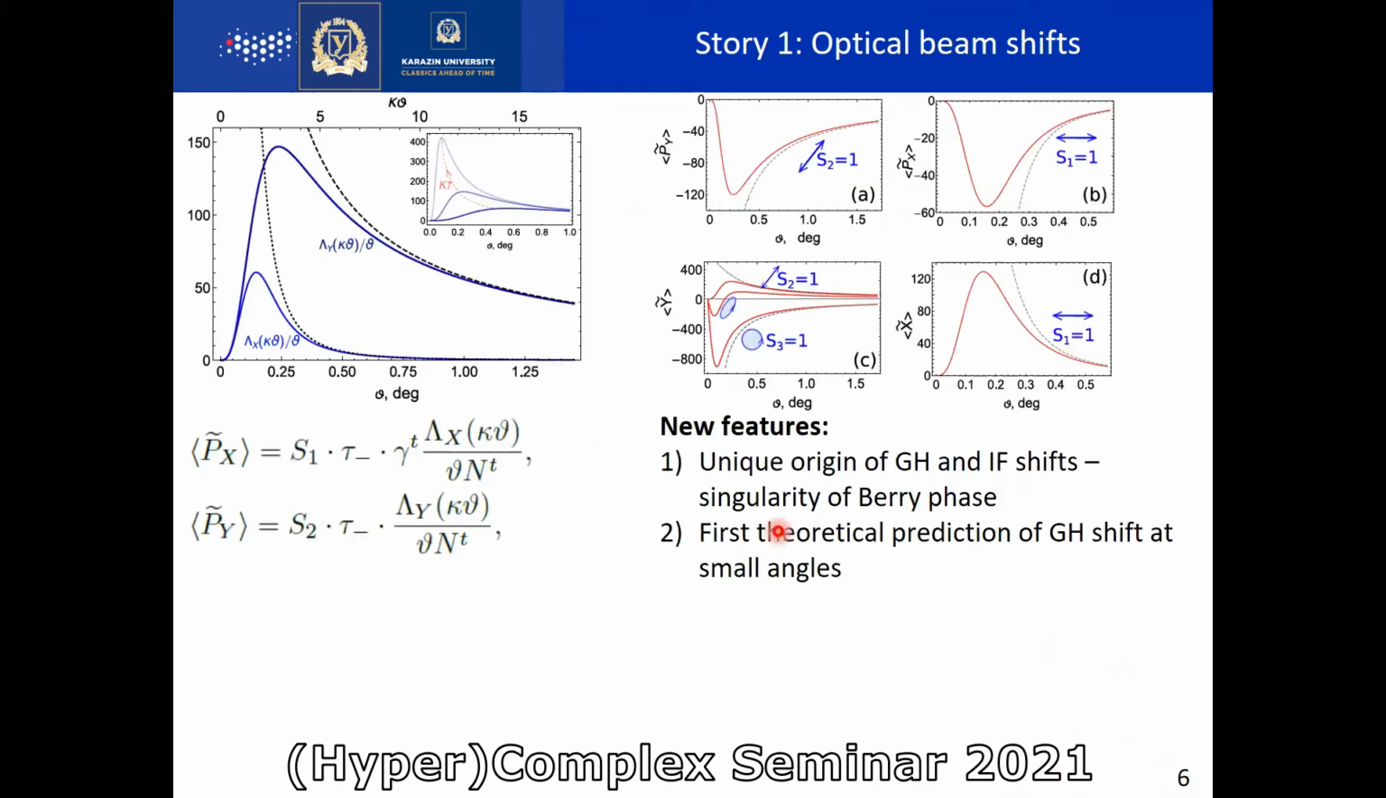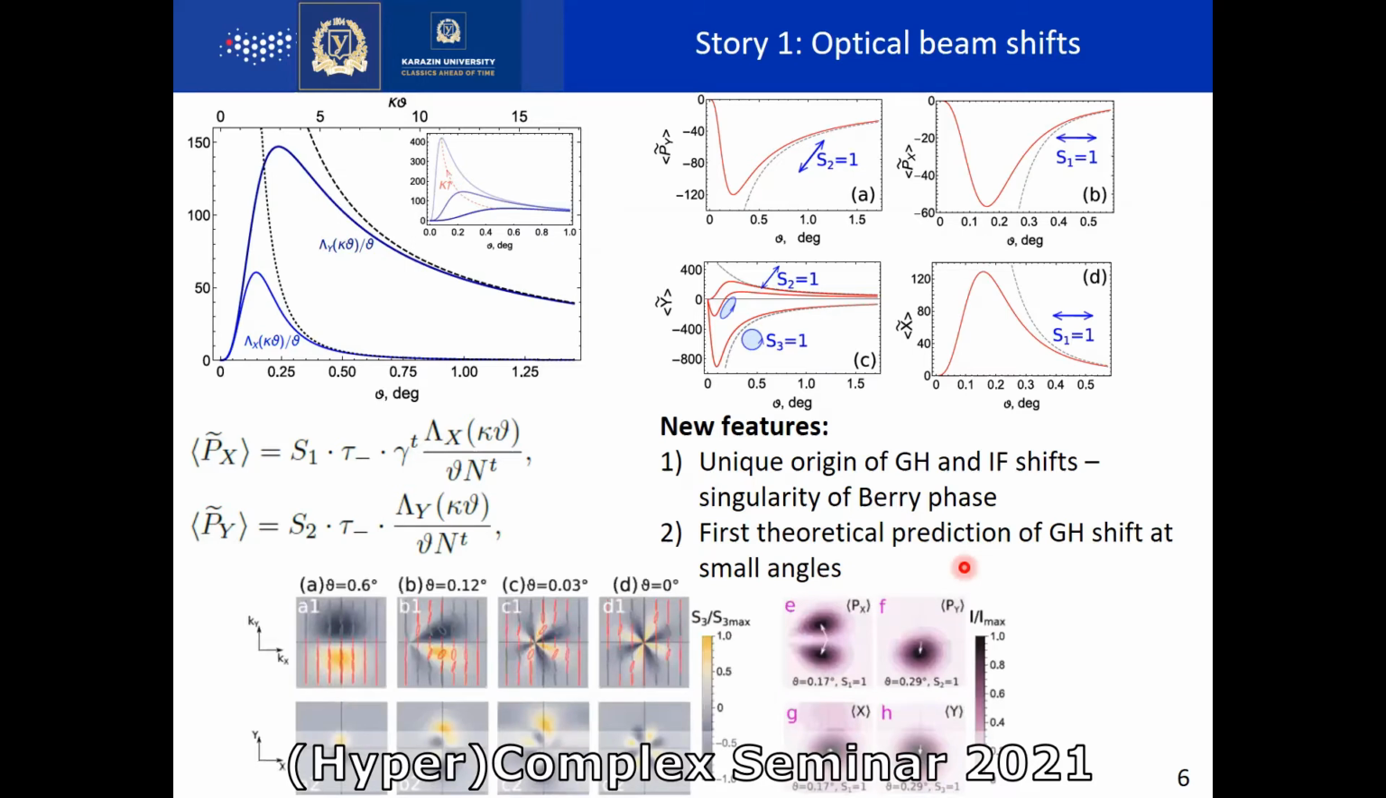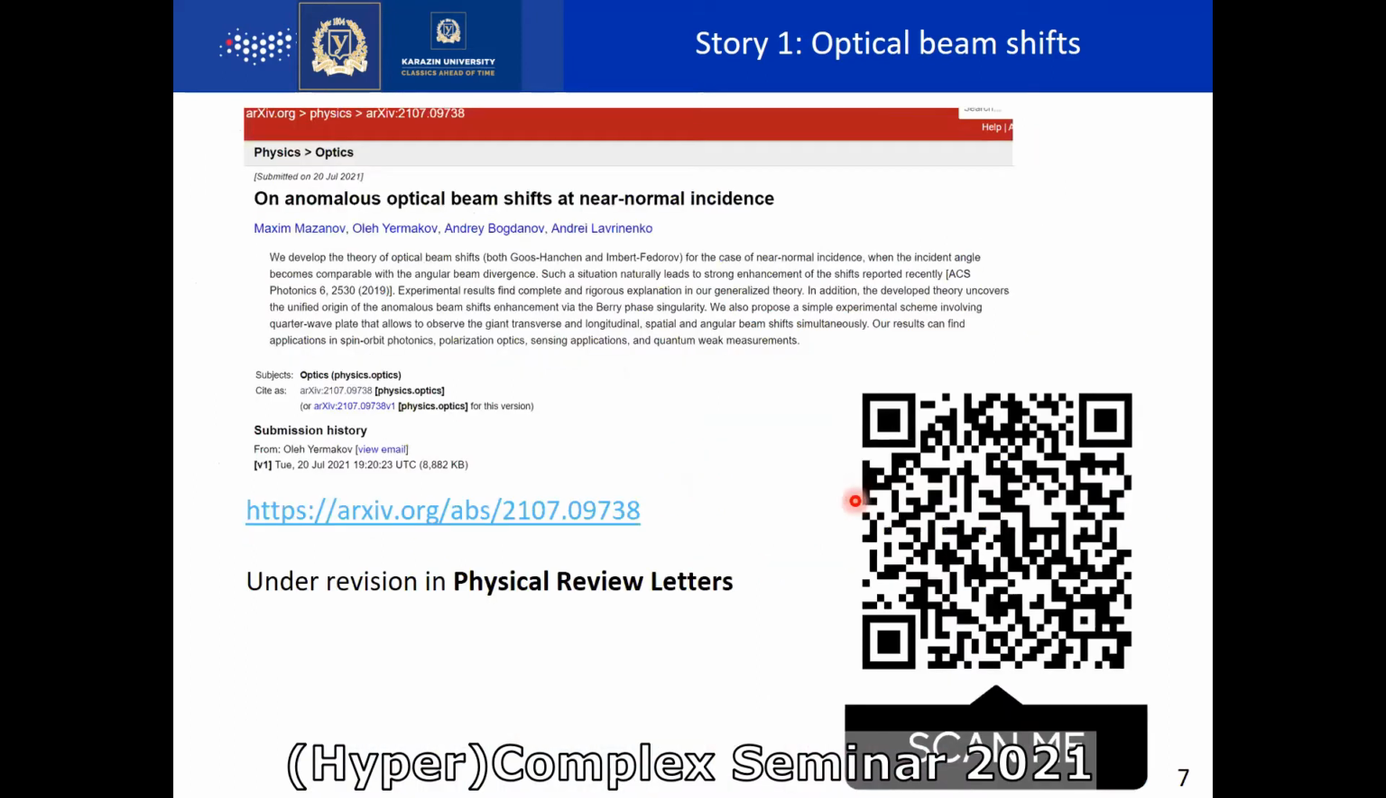And second, we show that the Goos-Hänchen shift is possible at very small angles, because according to the standard theory, it happens only after the critical angle of total internal reflection. So this is at quite large angles. Here we see it at small angles. And here is also some very interesting polarization structure of this shift, but I will maybe skip it. So currently this work is available on arXiv and under revision in Physical Review Letters.